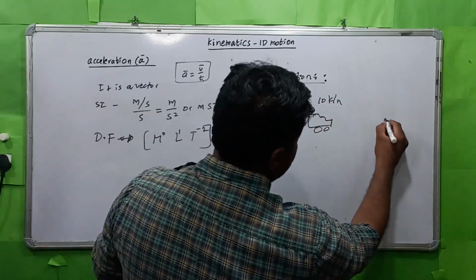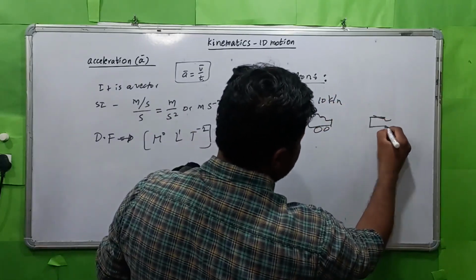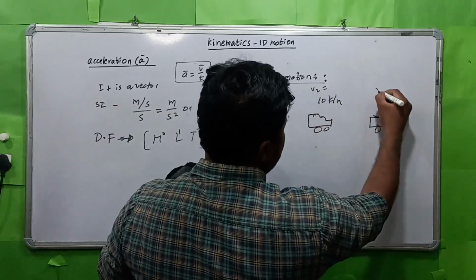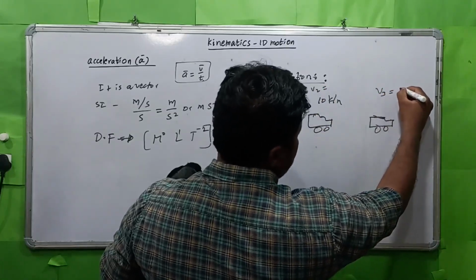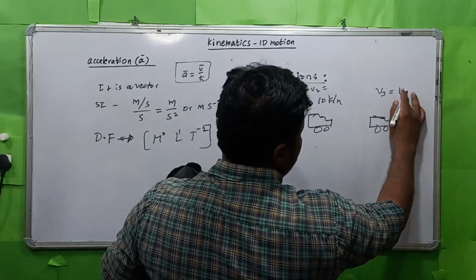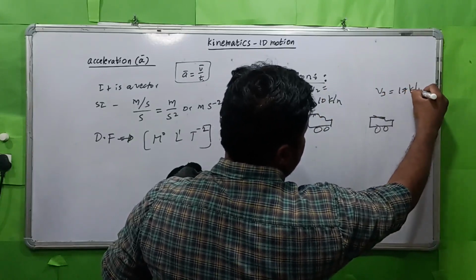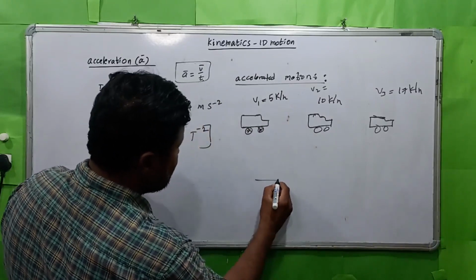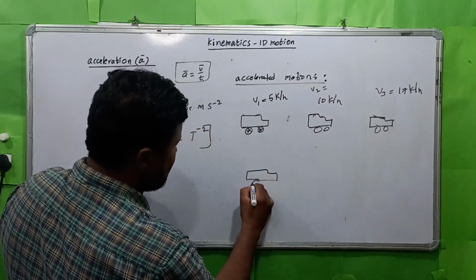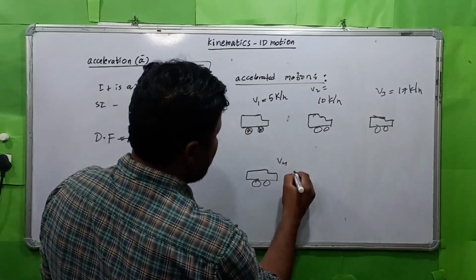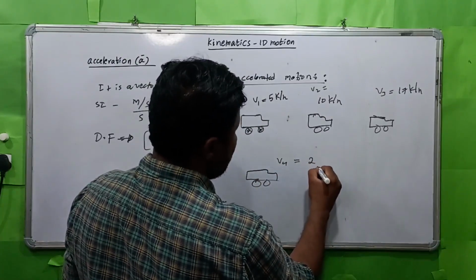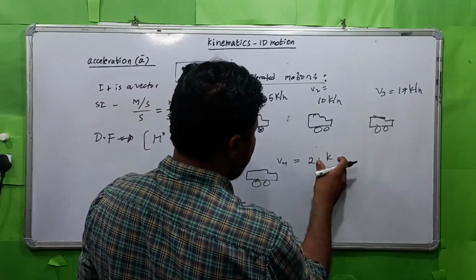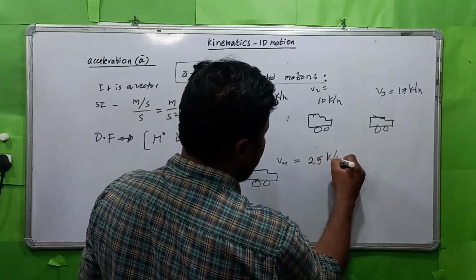After some time, the car reaches here. This is V2, that is V3 given 17 kilometer per hour. After some time, the car reaches here. Now V4, that is moving with 25 kilometer per hour.